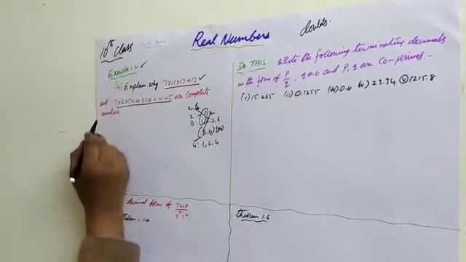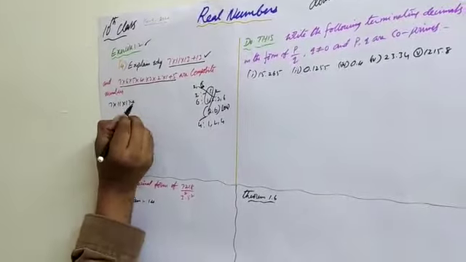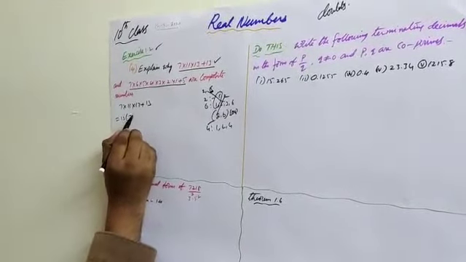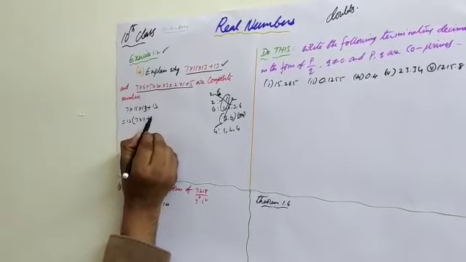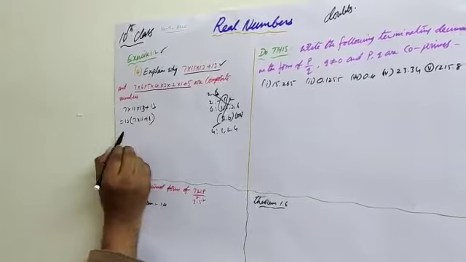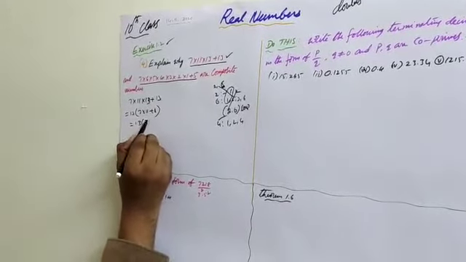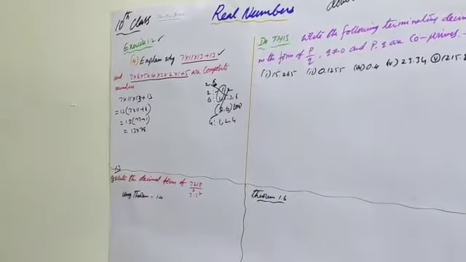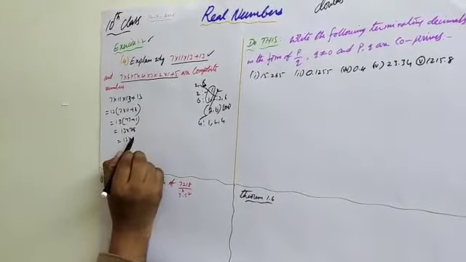Take 7 into 11 into 13 plus 13. From this, 13 is common: 13 into (7 into 11 plus 1). 7 elevens are 77, plus 1 is 78. So that is equal to 13 into 78.